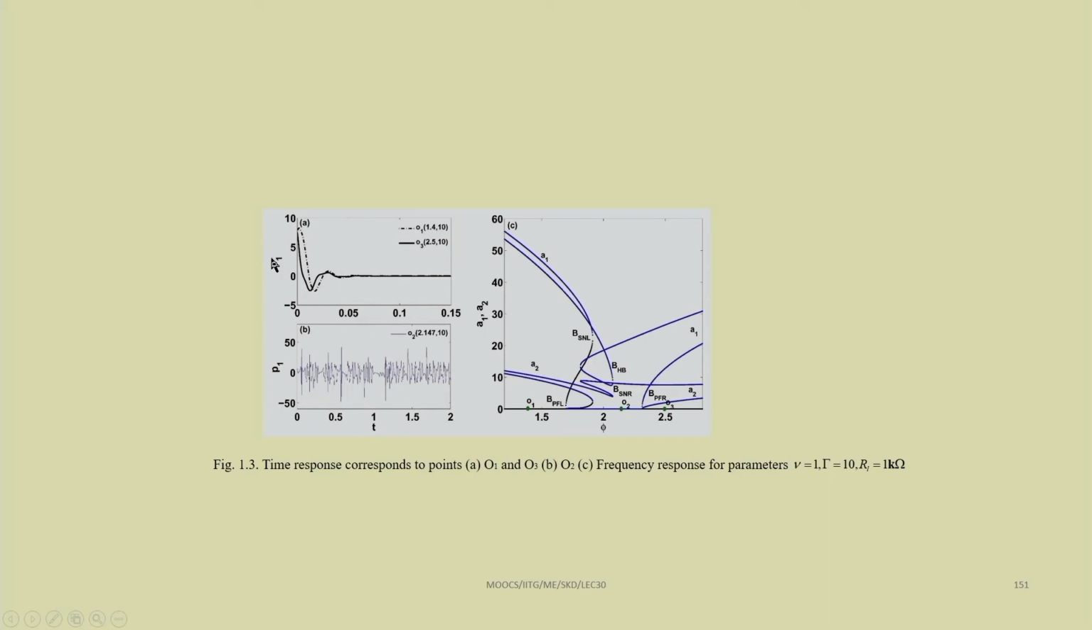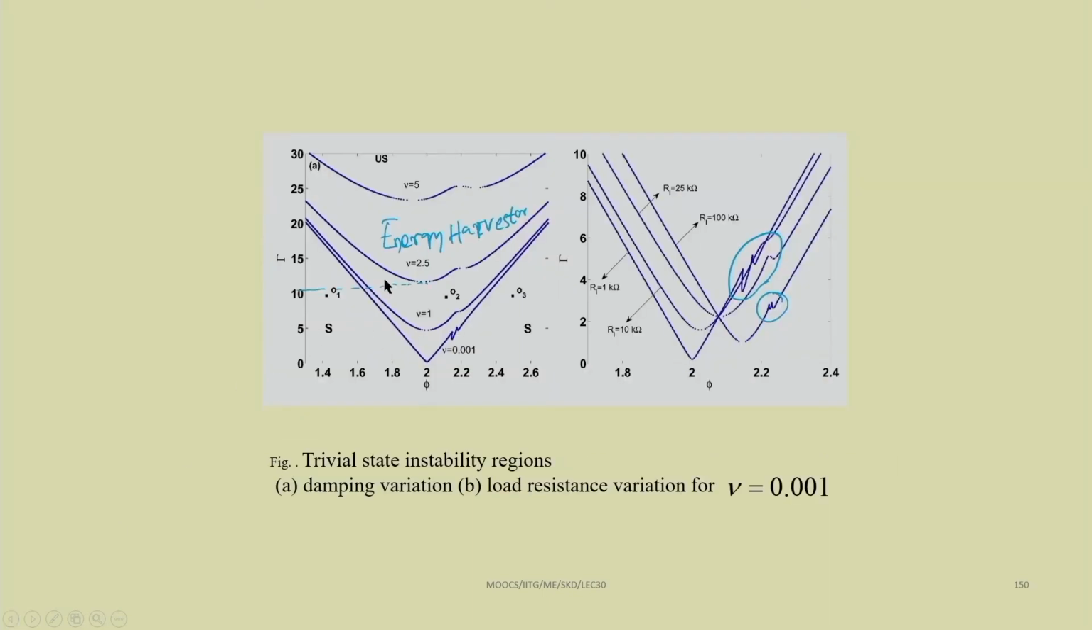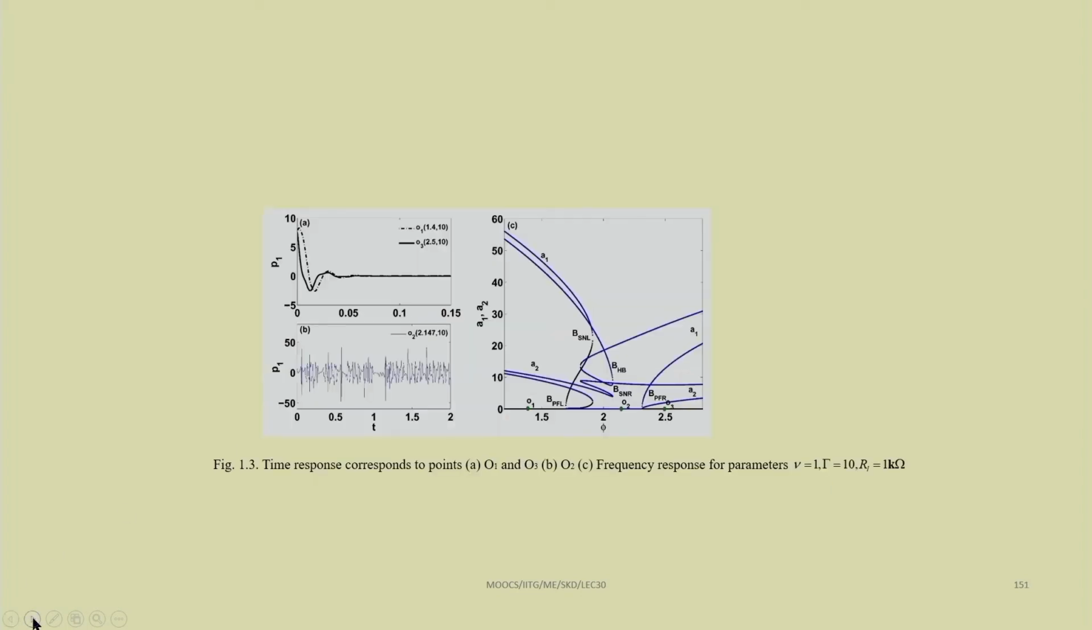For the same system parameters, O1, O2, O3 have the same value of gamma, but phi is changing. O1 is in the stable range, O3 is in the stable range, and O2 is in the unstable, parametric instability region. If we operate at O1 and O3, the system will not vibrate in its steady state, but if we operate at O2, then the system will vibrate and we can use it as an energy harvester. The magnitude of the vibration can be obtained from the frequency response plot.